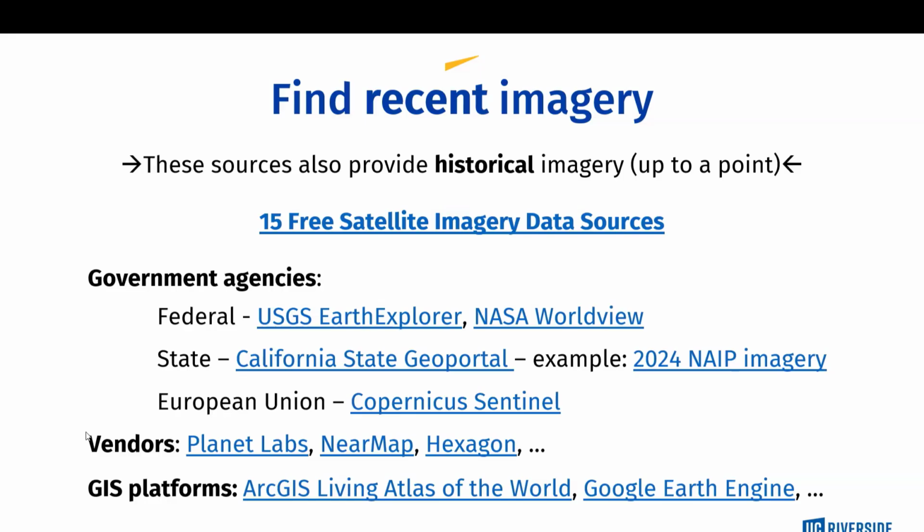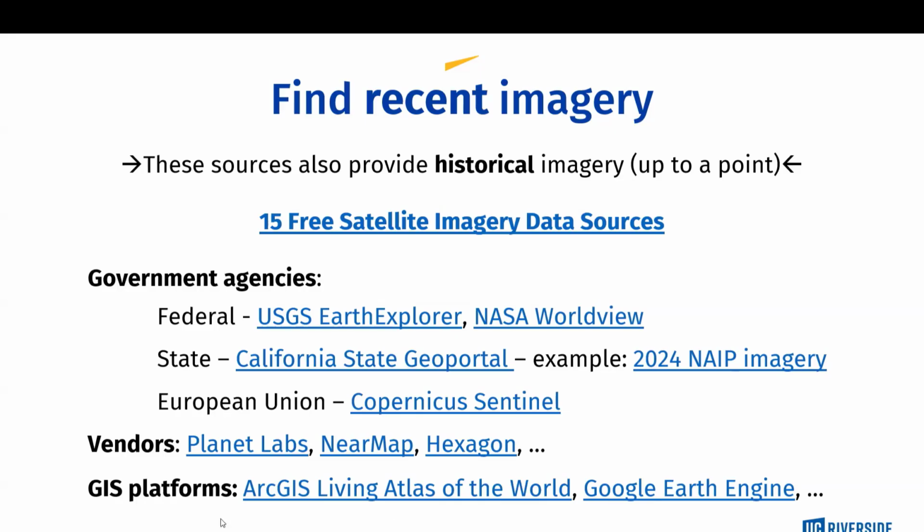Another category of sources for recent imagery are companies where that's their job. They have satellites and they sell the imagery to you for a price. I listed Planet Labs, Nearmap, and Hexagon. These are three companies with which UCR at one point or another has had a license agreement where we could get those images from them. But yeah, there are many other vendors that are in the business of selling imagery.